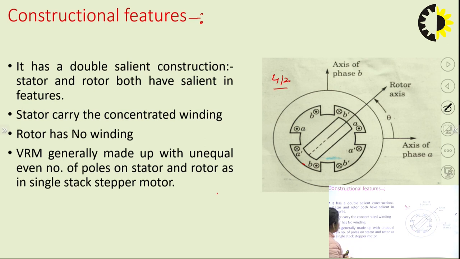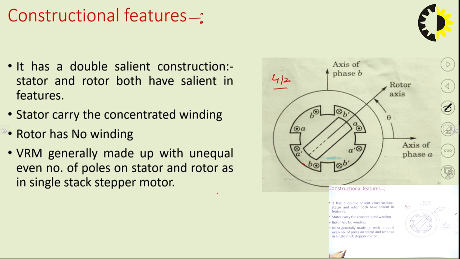So, it has a double salient construction. Double salient means all the poles are projected. So, the stator is also projected, that means salient pole, and the rotor is also salient pole. That is why it is called the doubly salient construction, because stator and rotor both have the salient feature, right. The stator carries the concentrated winding, as I said here, and it is visible also here. The stator pole has its concentrated winding. So, it is easy to wind, and easy to maintain also. Maintenance will be easier. The rotor has no winding, as seen over here.